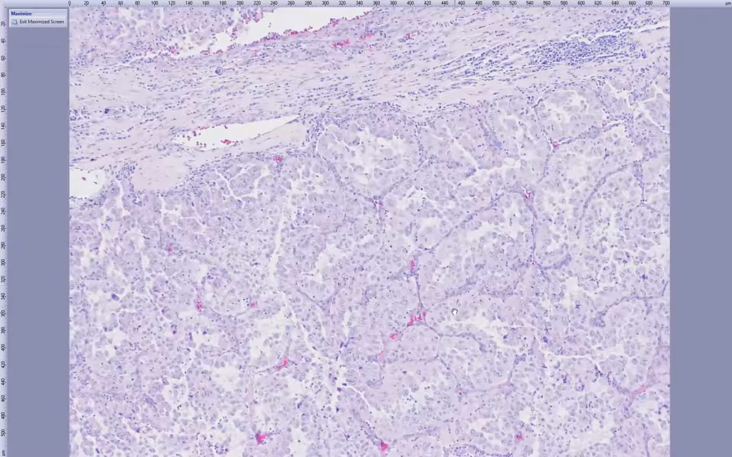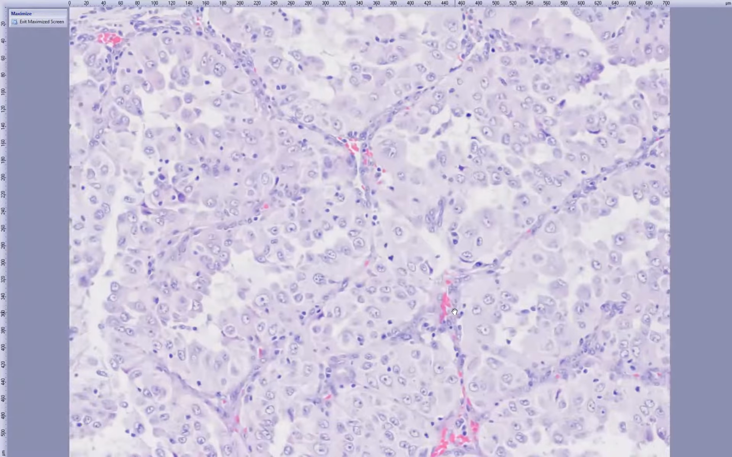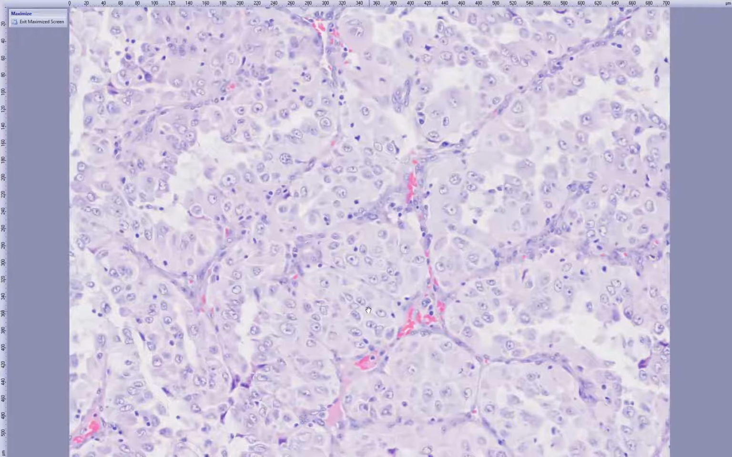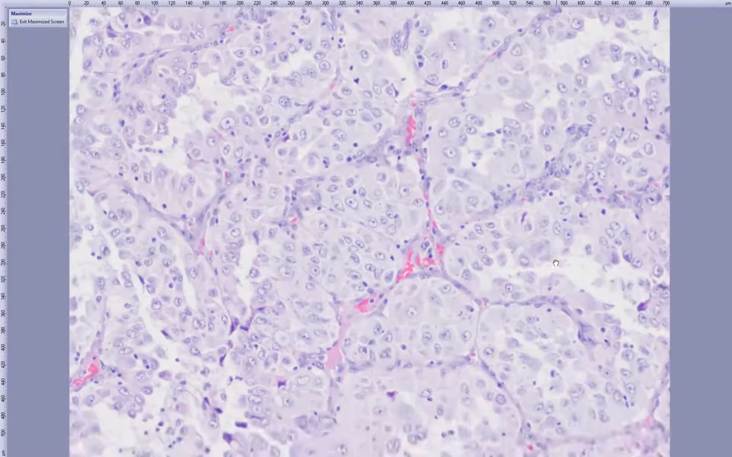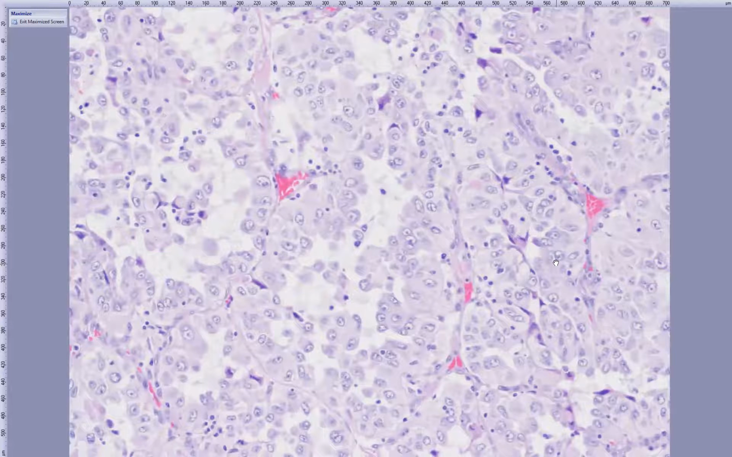Even from this low power, it's evident that there are some pretty prominent nucleoli. So we'll get down a little bit closer and take a closer peek at the cytology of these tumor cells. Again, you can see there's a lot of eosinophilic cytoplasm, and many of the nuclei have very prominent nucleoli. Some of the tumor cells have the nuclei eccentrically placed, and that architecture remains that discohesive nest-like architecture.